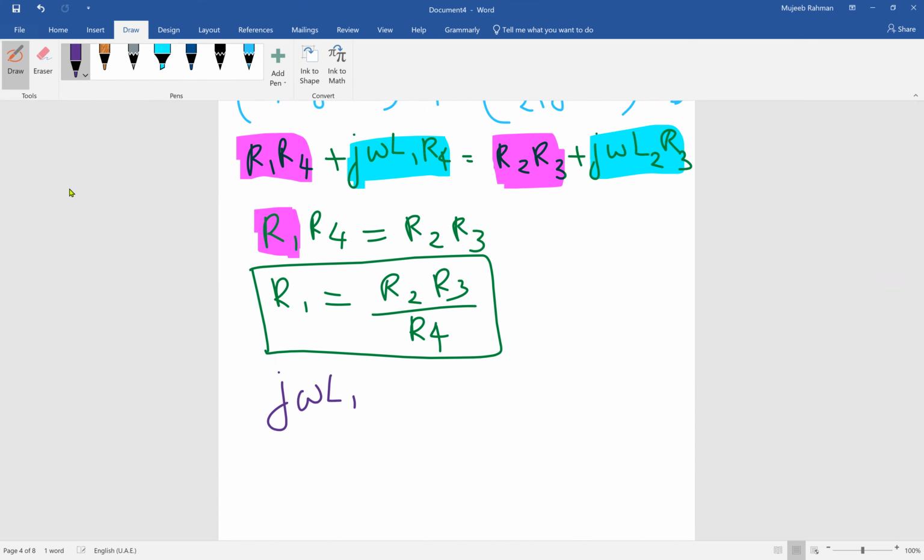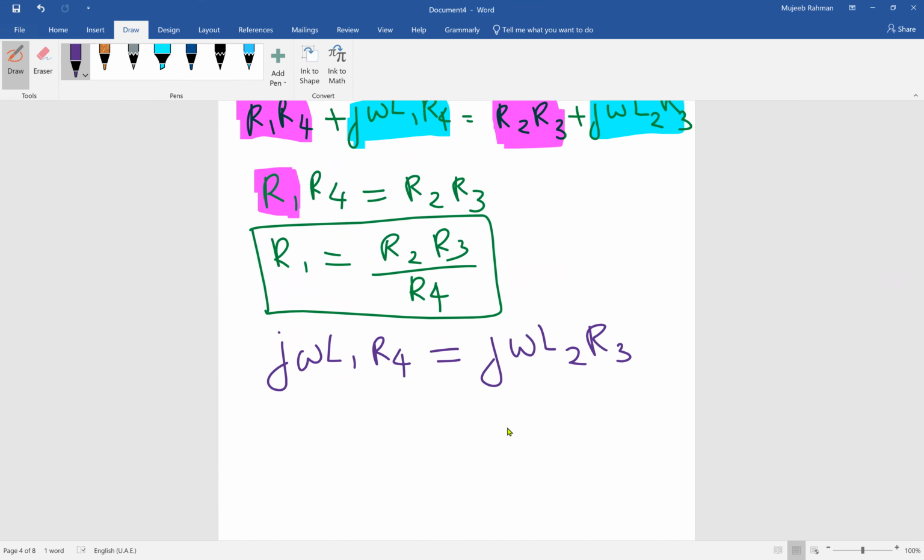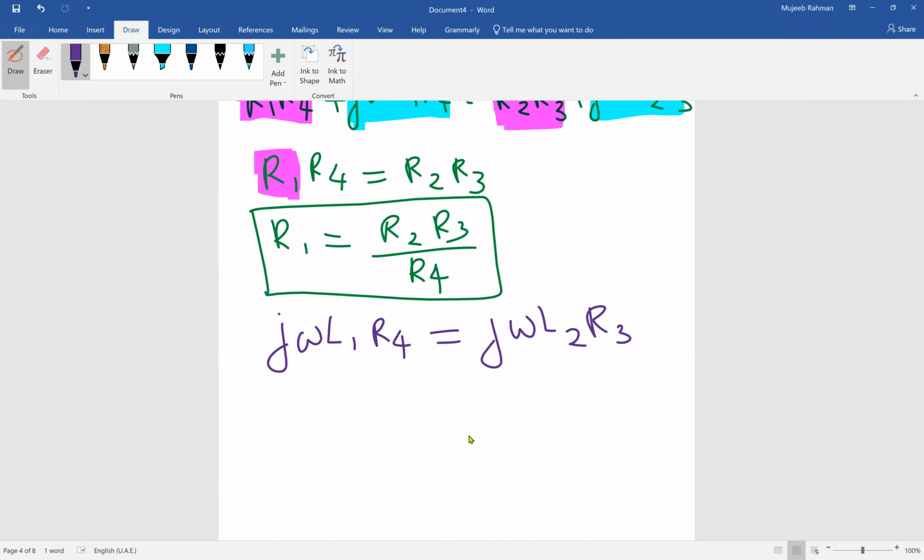j omega L1 R4 is equal to j omega L2 R3. We know that the unknown parameter is L1, and some of the common terms will be cancelled. So we can cancel out these terms. So L1 is equal to L2 R3 over R4.